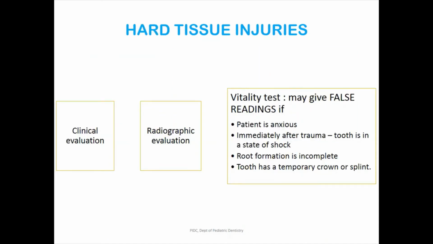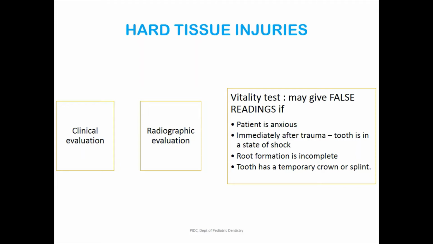So the hard tissue injuries, how do we assess? It's first by clinical evaluation, radiographic evaluation, and then vitality testing. In clinical evaluation, clinically we see what is in the patient; radiographs assess what we clinically see and help us diagnose or come to a treatment plan, and then we do the vitality testing.